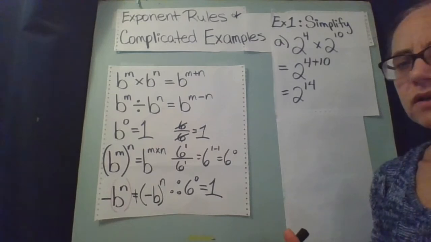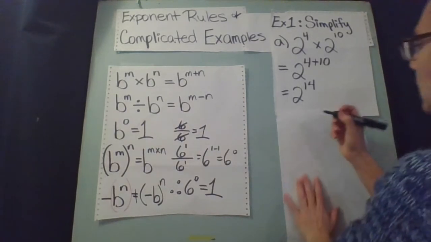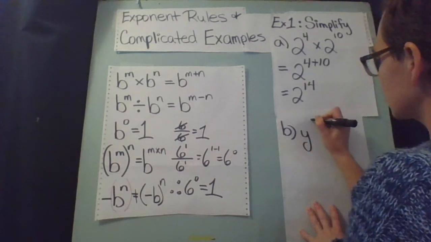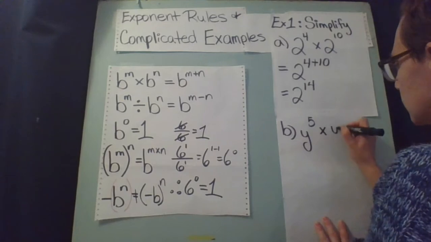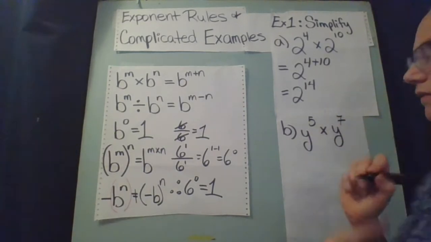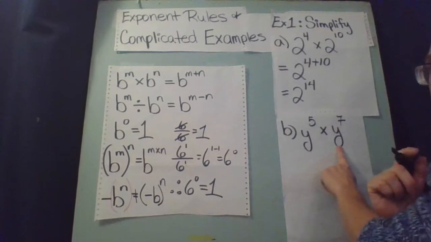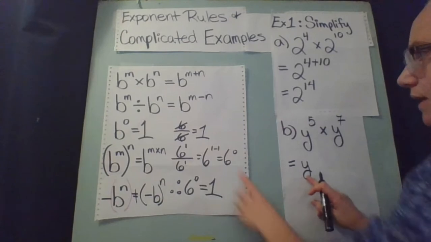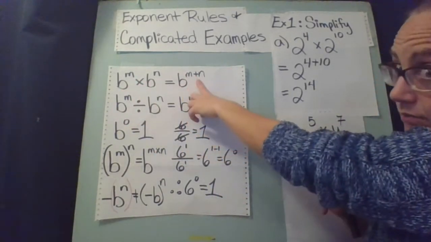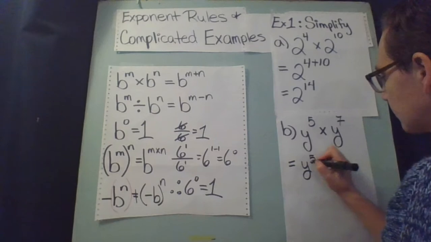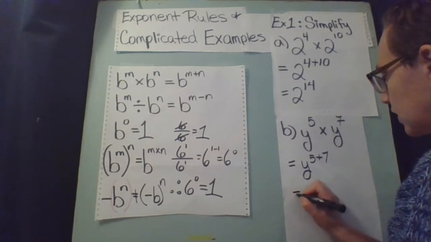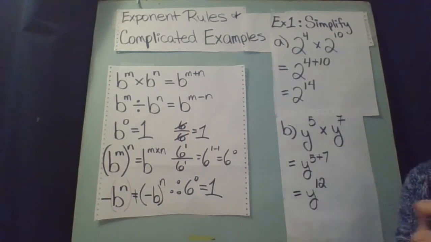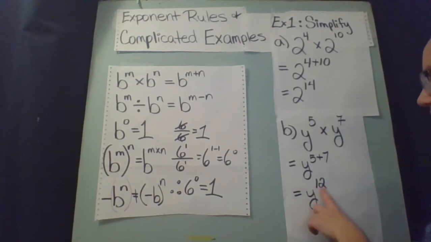Okay, now how would that example look if I used something different as my base? So this time, let's use the letter y. Y to the exponent 5 times y to the exponent 7. They're both the same, so my base is the same. And when I've got the same base and I'm multiplying, I just add my exponents. So I'm going to take the 5 plus the 7. So my new exponent is going to be 12. So my simplification for this one is just y to the exponent 12.